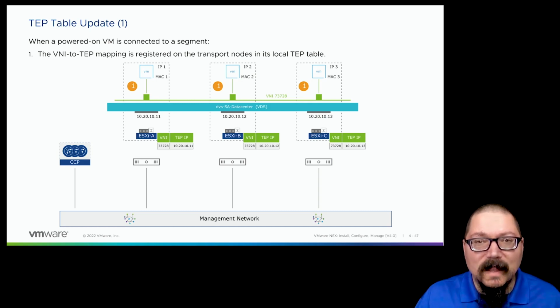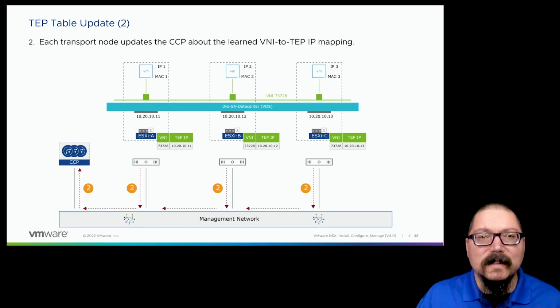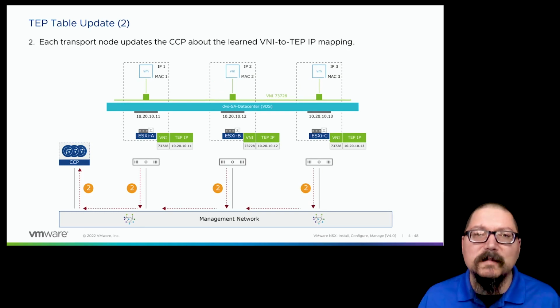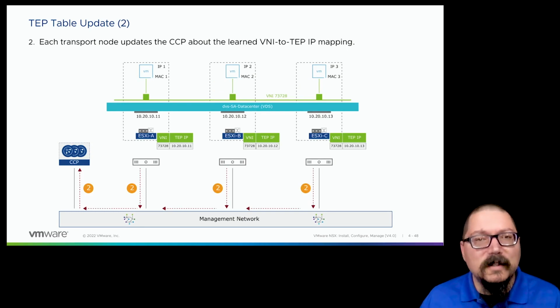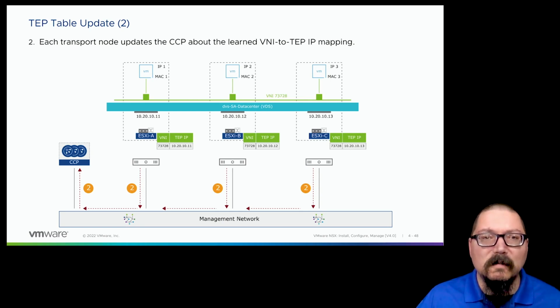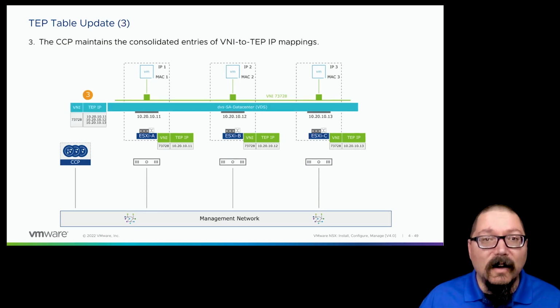I think so. So we're going to take these small little tunnel endpoint tables and we're going to send an update to the central control plane. All right, each transport node, now that it has updated its local tunnel endpoint table, is going to send that data to the central control plane. What's the central control plane going to do with it? Well, it's going to curate all of that information.